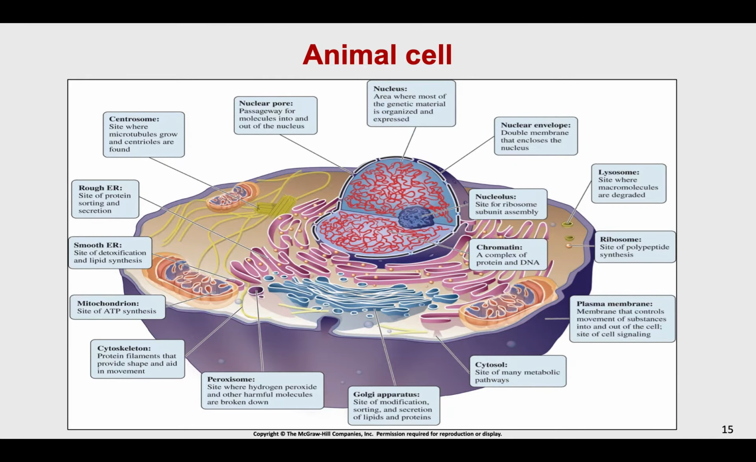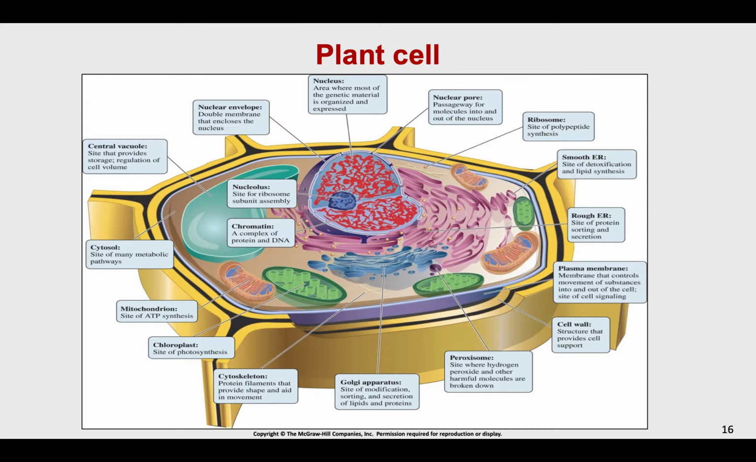There's a lot of structures in eukaryotes. We're not going to go over them now. This is what we're going to talk about on Monday. But there's a lot going on here compared to the bacteria. This is an animal cell. That's a plant cell. They're different, but they have a lot going on and a lot of similarities.